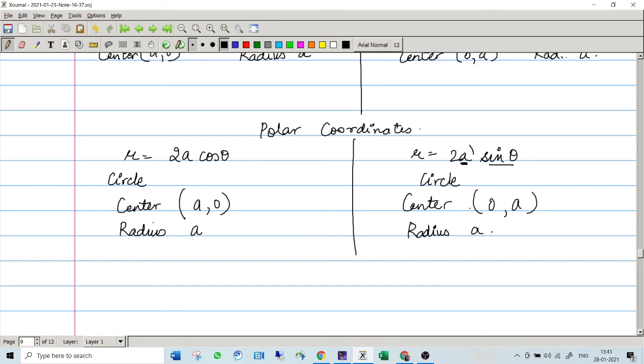So that's how you can compare your polar coordinates with the Cartesian coordinates and observe what sort of graph or what sort of diagrams these polar equations are going to give you.